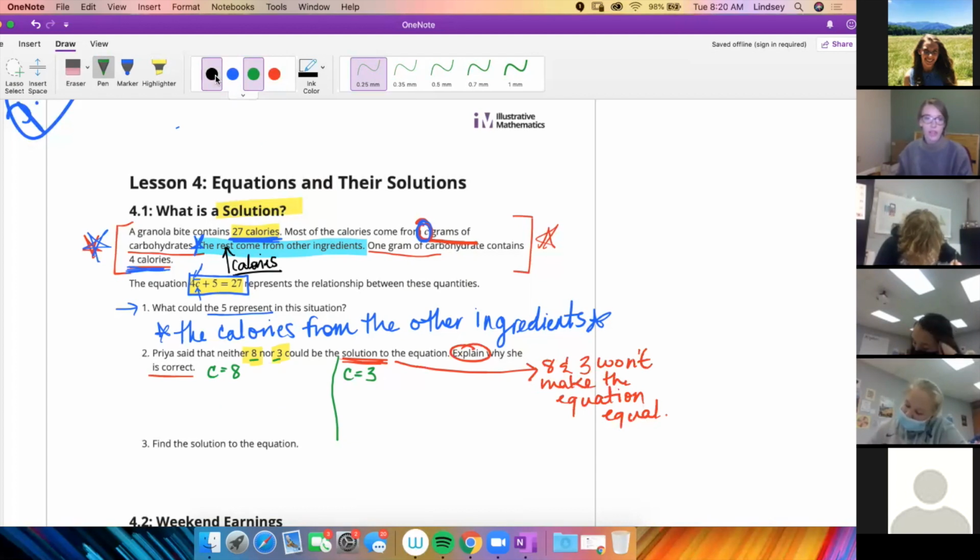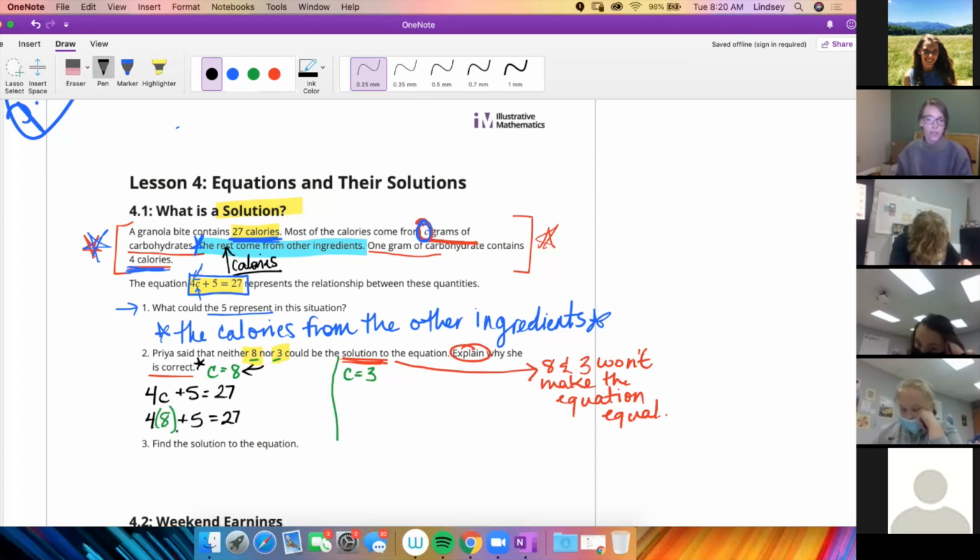Okay, so let's plug that into our equation. So we have 4C plus 5 equals 27. All right, what am I going to do with this C right here? What did Hayden just tell me? You're going to plug it in. Plug it in, okay? So everywhere I see a C, I'm going to change it to an 8. So I have 4 times 8 plus 5 equals 27.